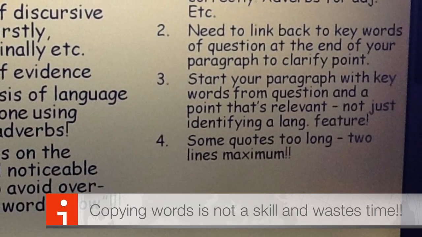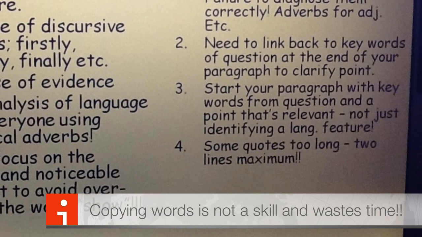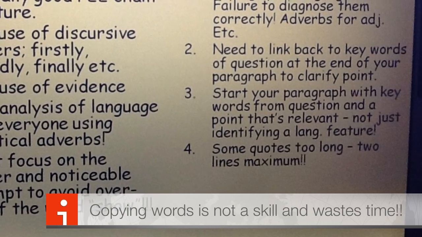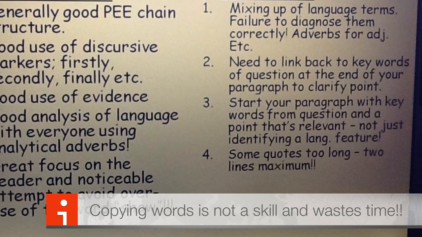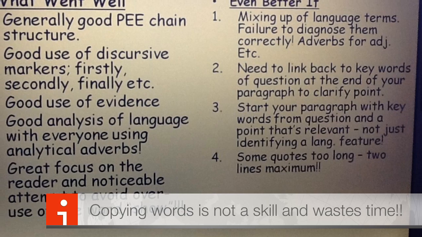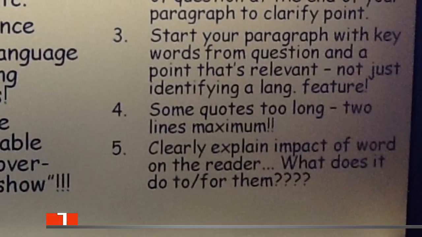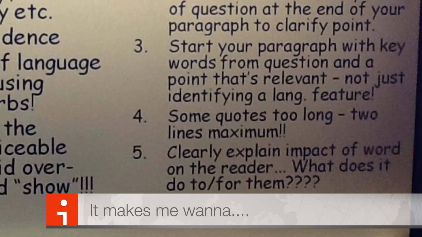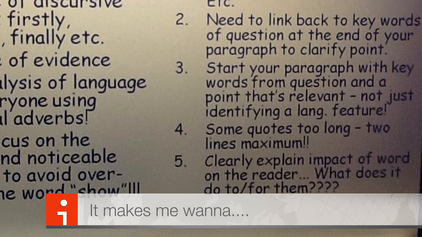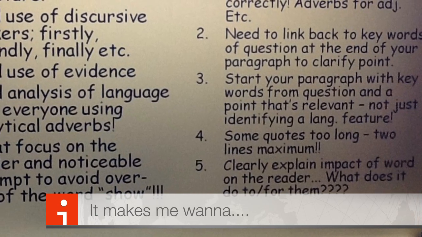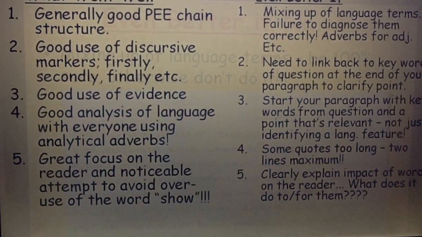Number 4, it's an old one and an obvious one, and that's people who are quoting far too long. Four lines long, taking up too much space. The examiners want to see good evidence, but they don't want to be rereading stuff straight from the extract. Again, I'll go into this in greater detail in a moment. And number 5, clearly explaining the impact of the words on the reader. The question always has the word influence. So how does it make us see? How does it make us feel? All those things. I'll go into more detail on that one as well.